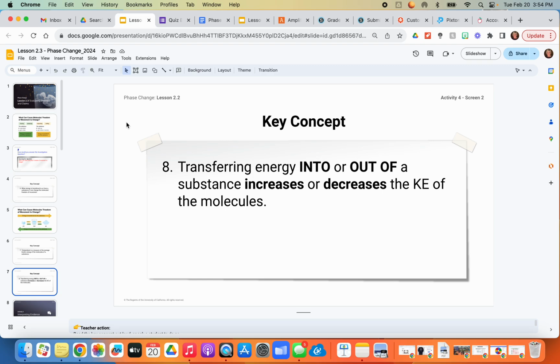Remember yesterday we talked about what we call a direct relationship. So the relationship between energy and kinetic energy is if energy is transferred in and increases, then kinetic energy increases. If energy is transferred out or removed and decreases, then kinetic energy will decrease as well. Okay.